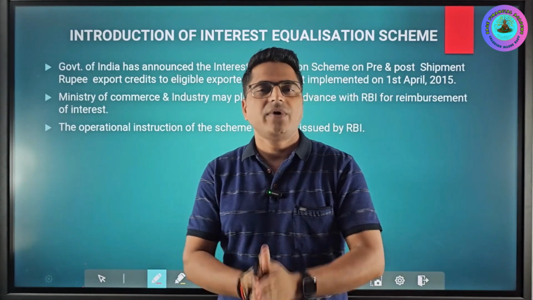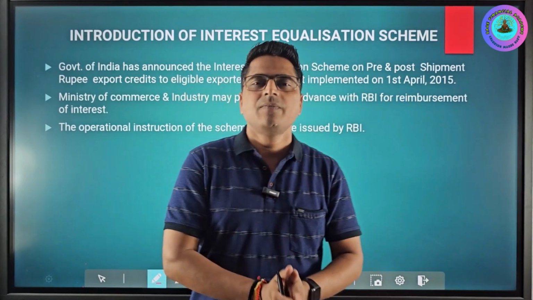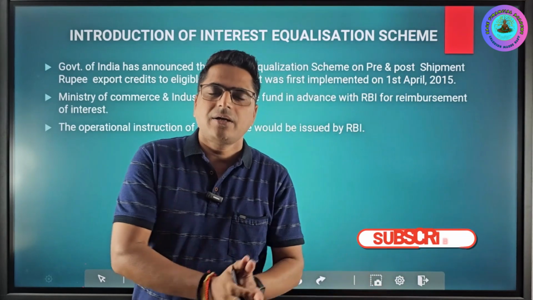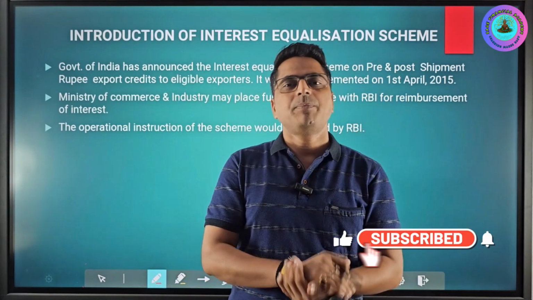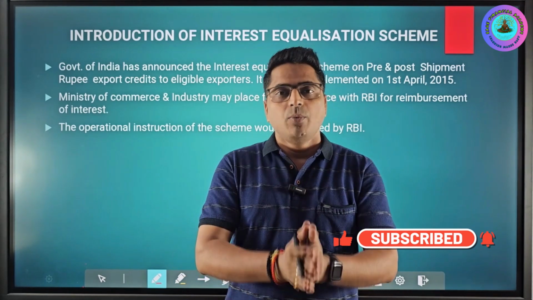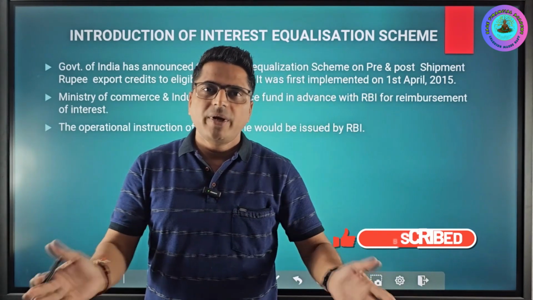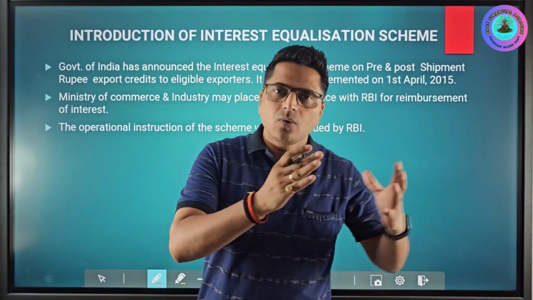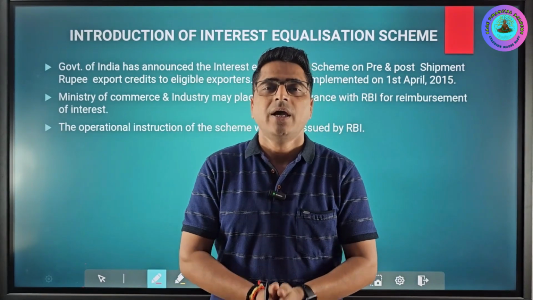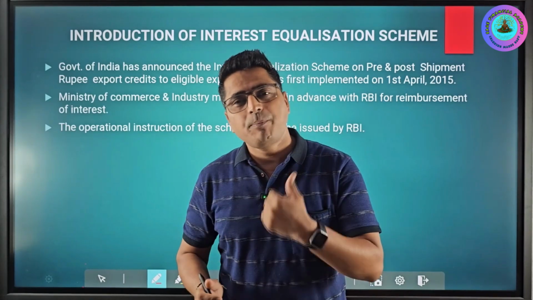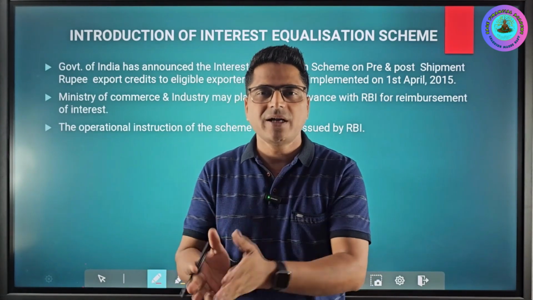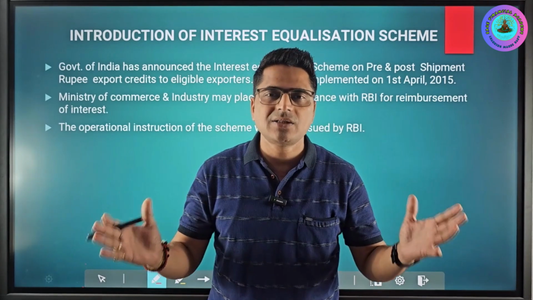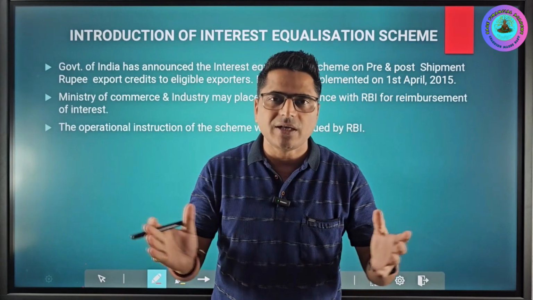For example, if any entity is taking export finance in foreign currency and they are taking the loan at a cheaper premium, then to make you competitive, what is the government doing? The government will give a subvention from their own pocket, so that the additional interest you are paying to the bank, the government will reimburse to you. So that is all about the Interest Equalization Scheme.